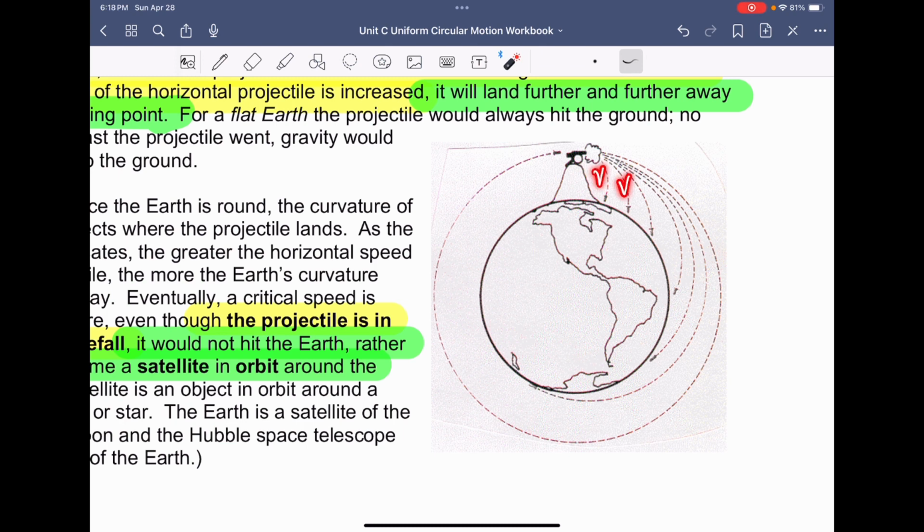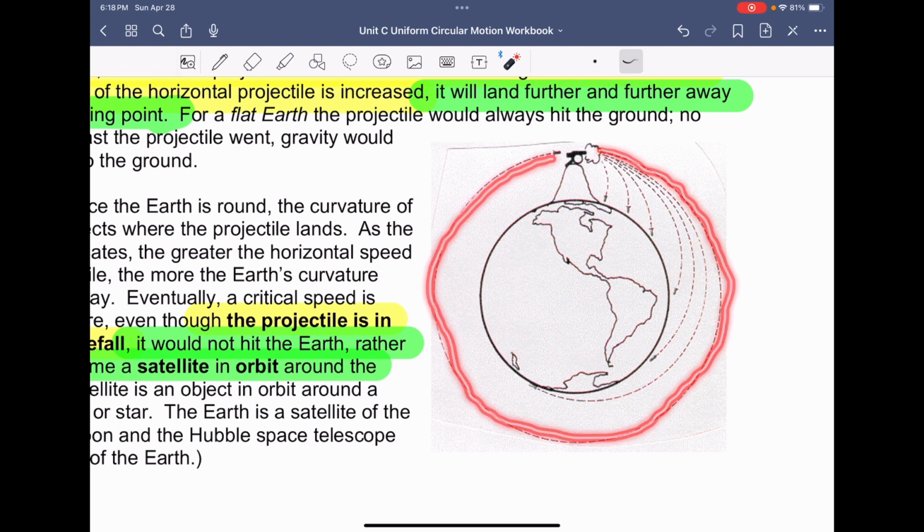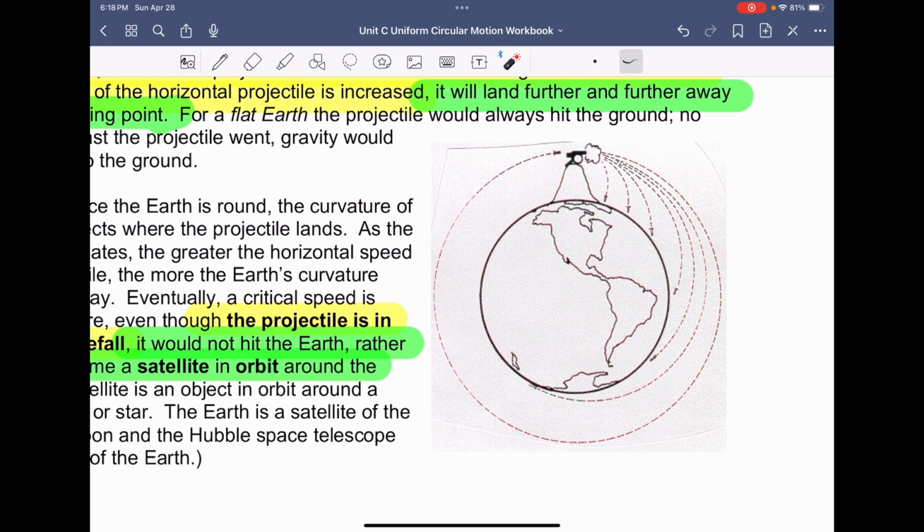So we have all these speeds. We have speed here, speed here, speed here. These are all different speeds of cannonballs being shot from this cannon on top of this hill, but it's not until the cannon shoots a cannonball at the perfect speed that it stays in orbit and maintains this perfect circular shape around the larger mass.